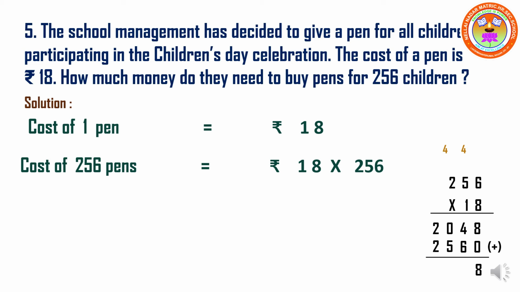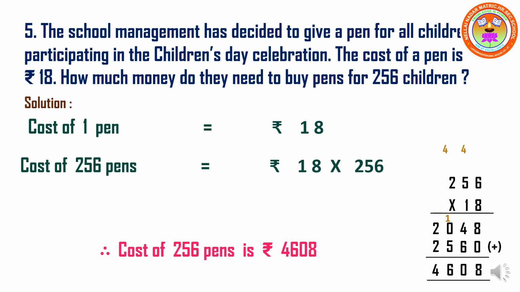8 plus 0 is 8. 4 plus 6 is 10. So 0 is written down. 1 carry over. 0 plus 5 is 5. 5 plus 1 is 6. Then 2 plus 2 is 4. So what is the cost? The cost of 256 pens is rupees 4,608. Understood, children?